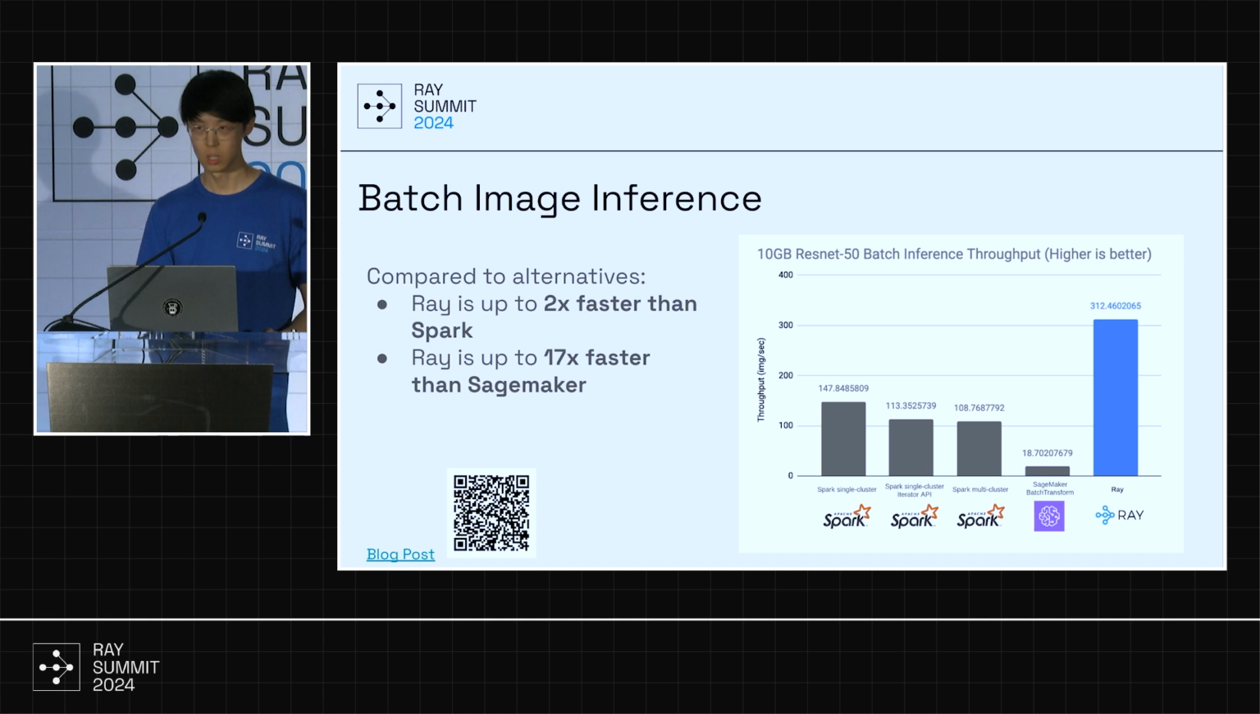Finally, here's an example of batch image inference. Comparing Ray to these other solutions, Ray is up to 2 times faster than Spark on this particular workload, and up to 17 times faster than SageMaker.